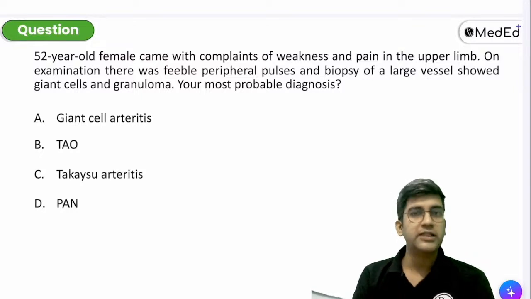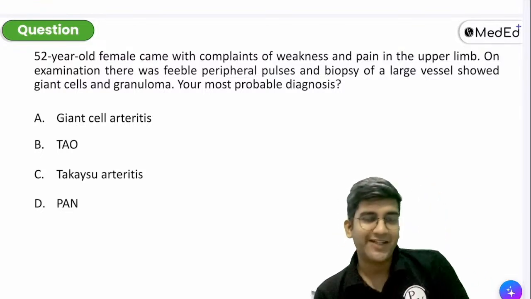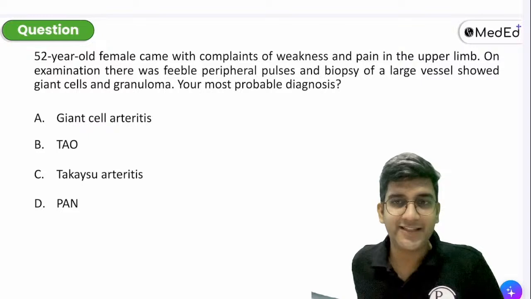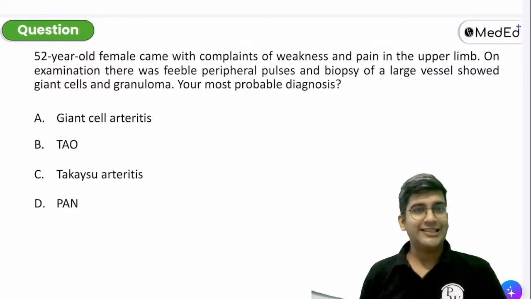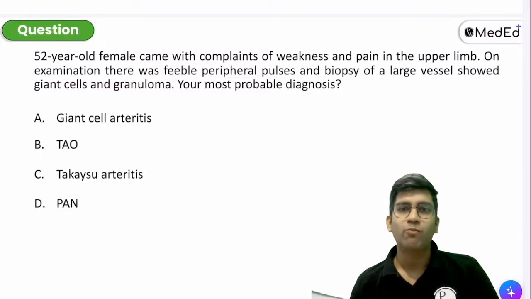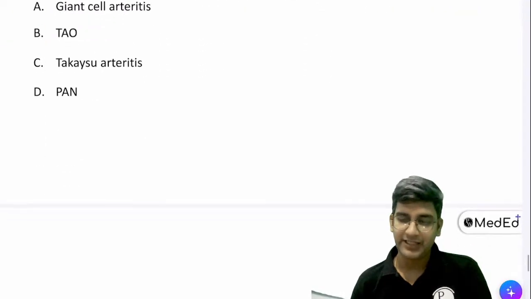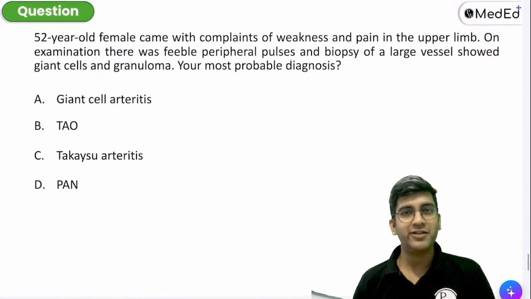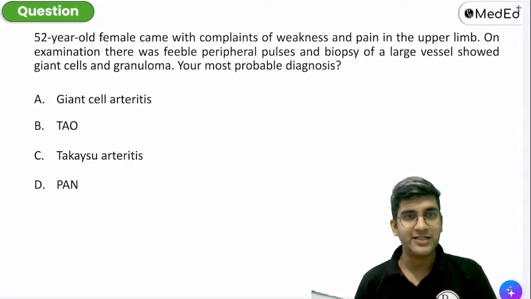A 52-year-old person, weakness of upper limb, feeble peripheral pulses. Okay. Biopsy of a large vessel is showing giant cells and granuloma, temporal arteritis. What's the most common symptom of temporal arteritis? Can anyone tell me? Headache, right? Headache is the most common symptom of temporal arteritis, right?